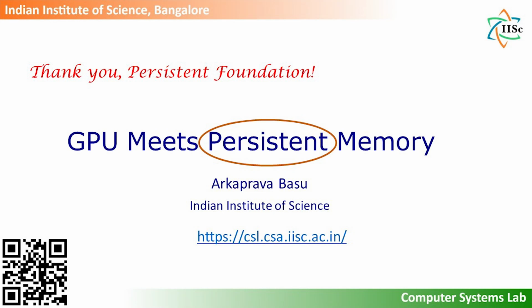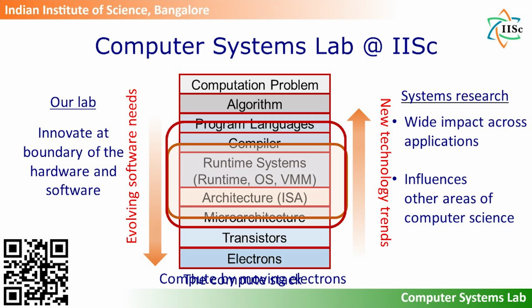But before I actually get into the technical details, a little bit about what we do at the Computer Systems Lab at IISc. Whenever we think about a digital computing system, what we are trying to do is solve a computation problem by moving electrons. The transistors work as switches to control the movement of the electrons, and there are tens of billions of such transistors in a computing system. Of course, it is very hard to solve a computation problem by managing those tens of billions of transistors. So what we have done in computing is create a stack, right?